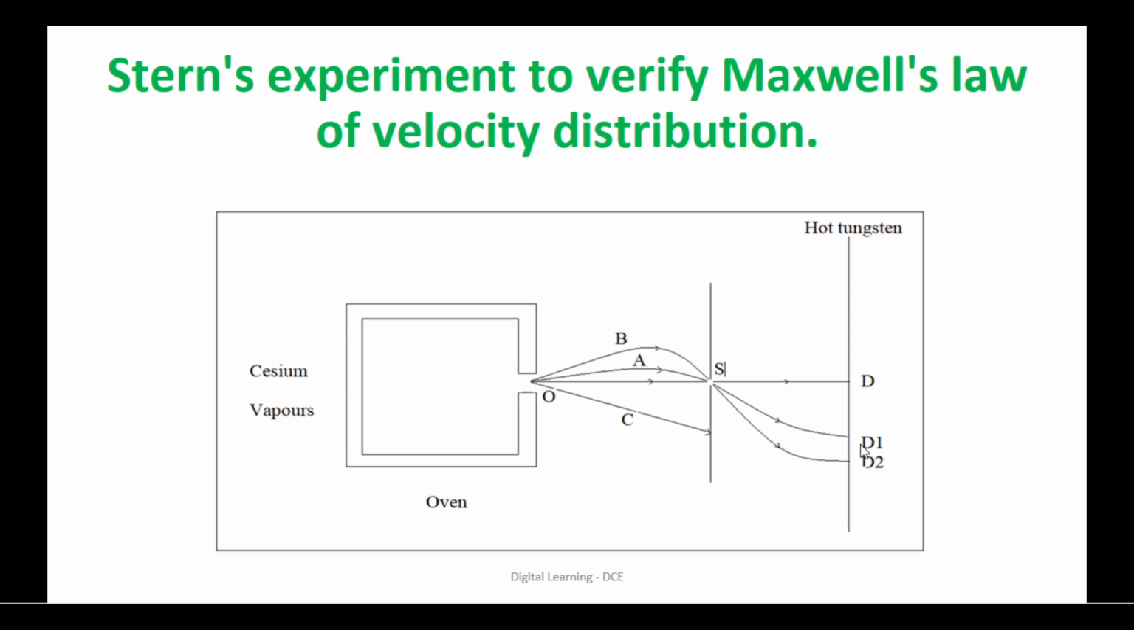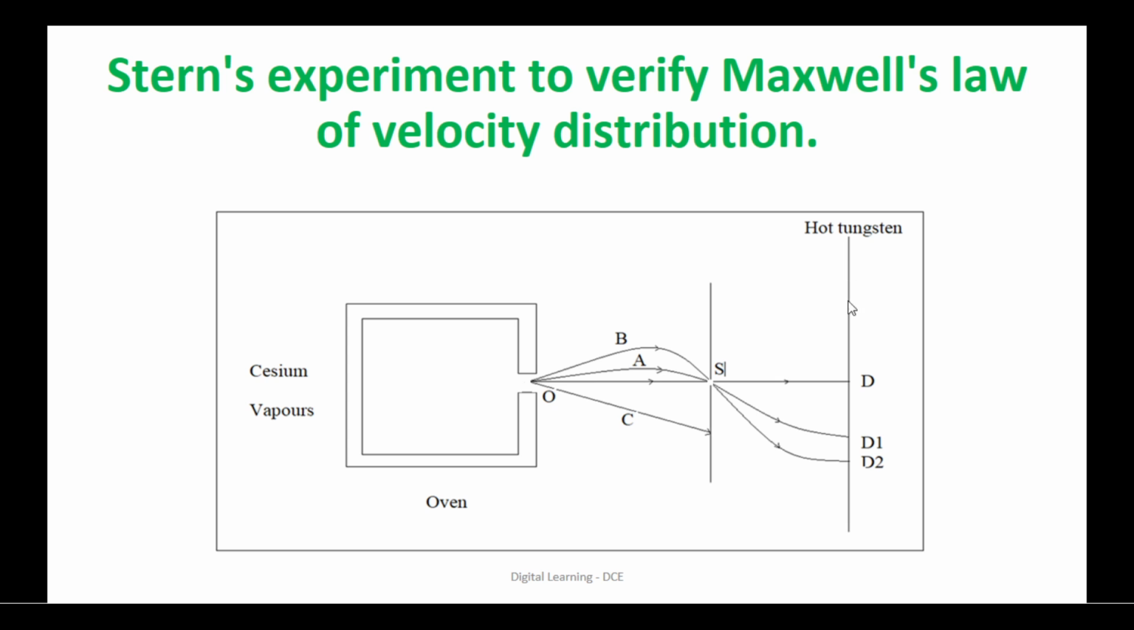In the experiment, it is also observed that the cesium atoms which are moving along the path A will have greater velocity than the cesium atoms which are moving along the path B. It is also observed that the cesium atoms which are moving along the path C will not reach the tungsten wire.